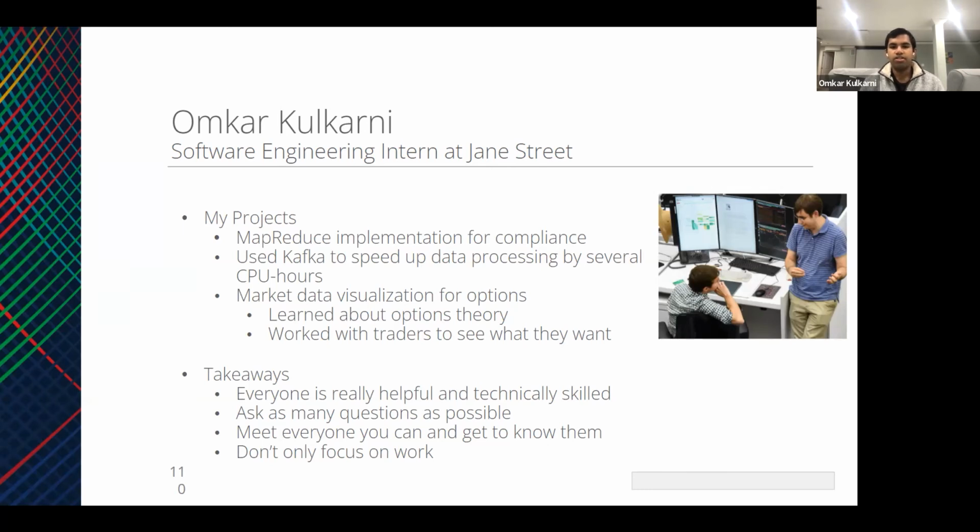In the first half, I was working on more of a techie kind of thing, where I was working on the map reduce implementation that they have for compliance and reporting the trades to regulatory authorities. In this project, I used Kafka to speed up data processing by several CPU hours. And then in the second half of my internship, I was doing market data visualization for options. As part of this, I got to learn a little bit of options theory and work with the traders to see what the business is about, what the business focus people actually want from the products that we make.